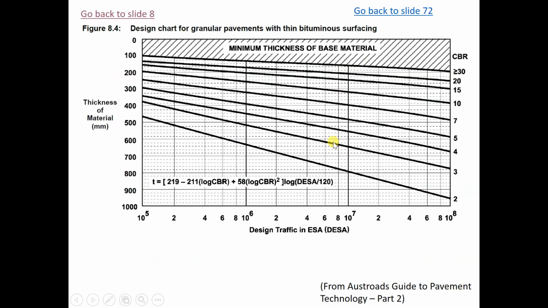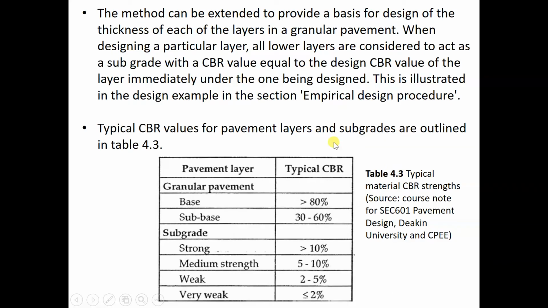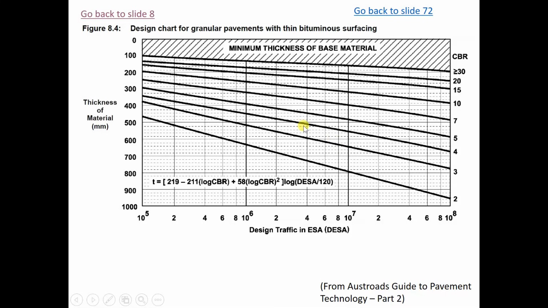Empirical design procedure. This is the chart that we're going to use for the empirical design procedure. We consider traffic loading and also the slanting lines, which are the CBR, and this will give us the thickness of the material.